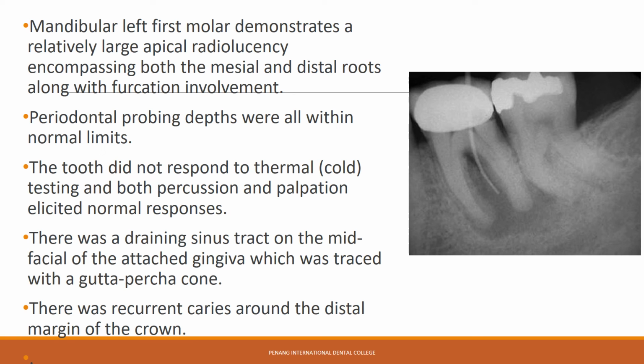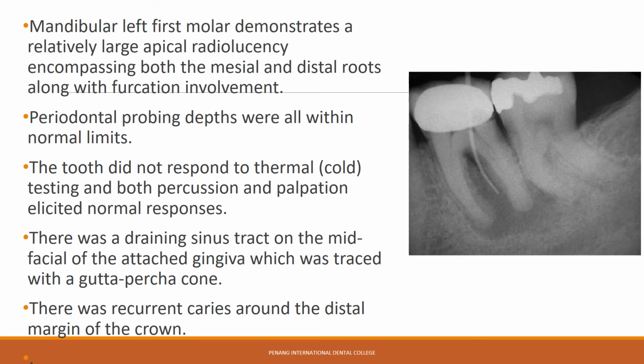Coming to the next clinical example, if we look here at the mandibular left first molar, it demonstrates a relatively large apical radiolucency, which includes the mesial and distal roots along with the furcation involvement. Periodontal probing depths were all within normal limits. The tooth did not respond to cold testing, and both percussion and palpation tests elicited a normal response. There was a draining sinus tract.